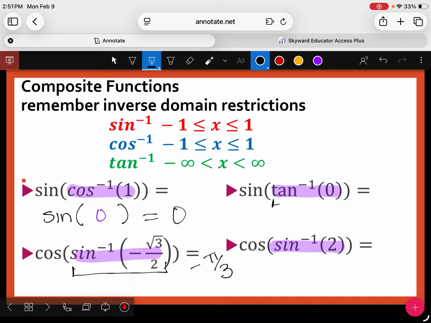Okay. What angle has a tangent of 0? Tangent is y divided by x. So if you look at 0 degrees, you have 0 divided by 1, and 0 divided by 1 is 0. So what's on the inside of my parentheses changes to a 0. And then I'm going to take the sine of 0. The sine of 0 is 0. And that would be your answer.